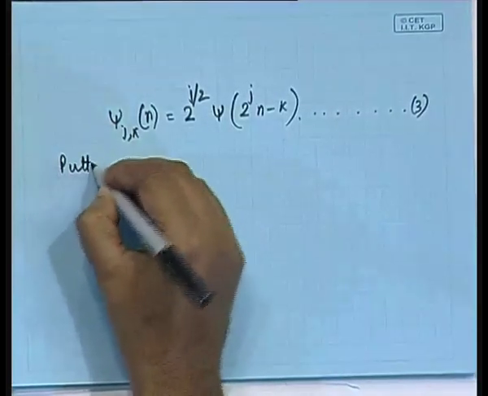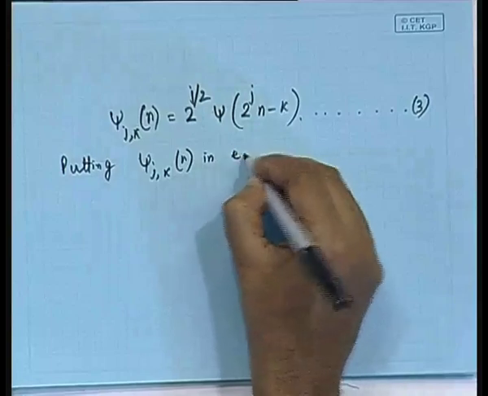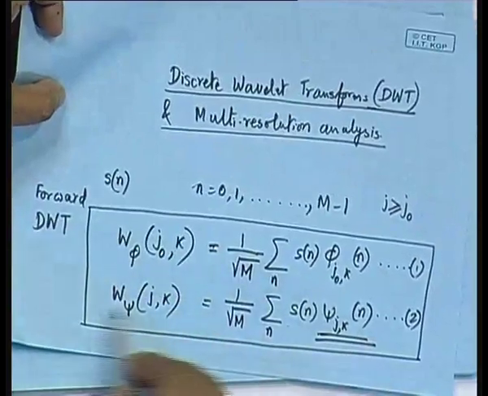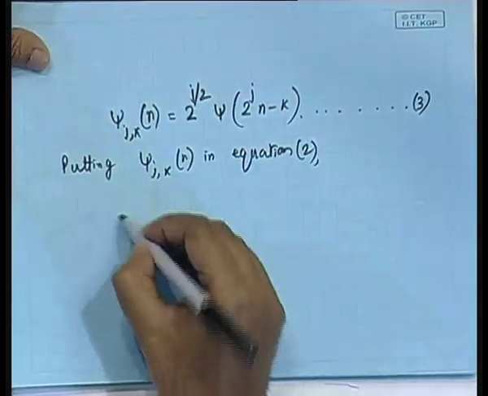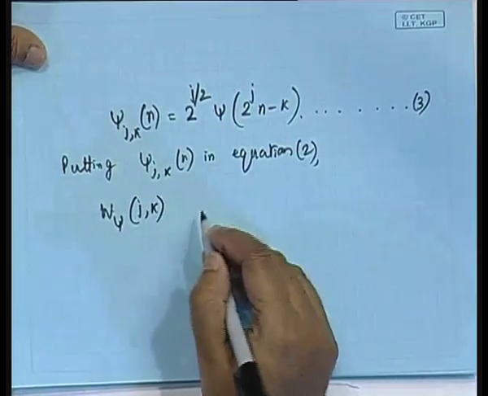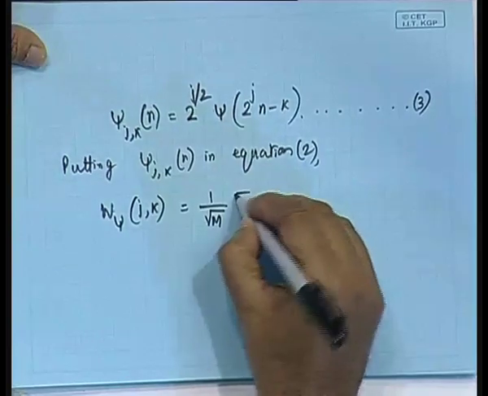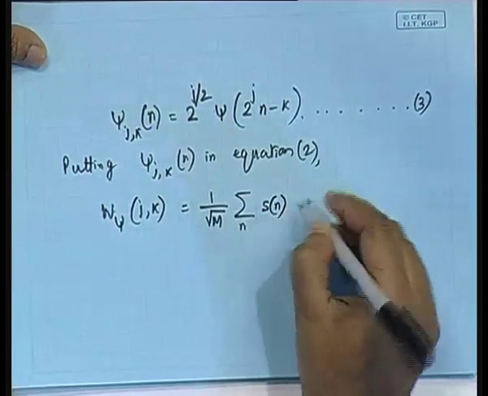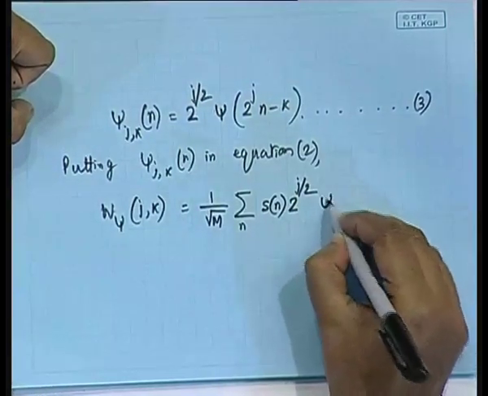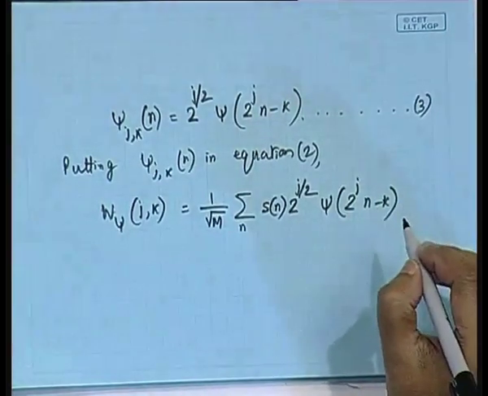So, putting psi j k n in equation 2, what we obtain is the w psi j k expression. We can write w psi j comma k as 1 by root over m, summation over n, s n, 2 to the power j by 2 psi of (2 to the power j n minus k). Is it all right? Right.